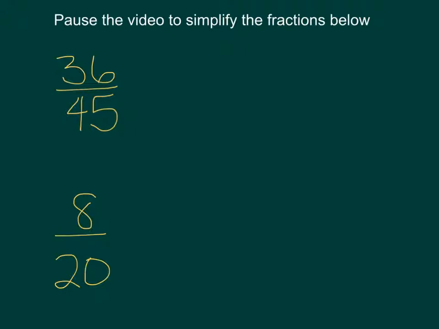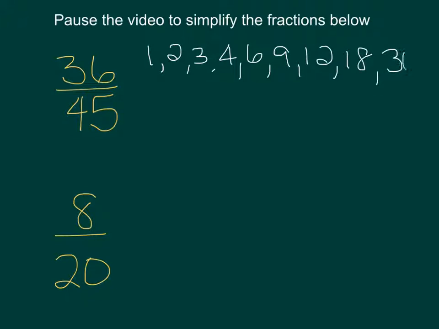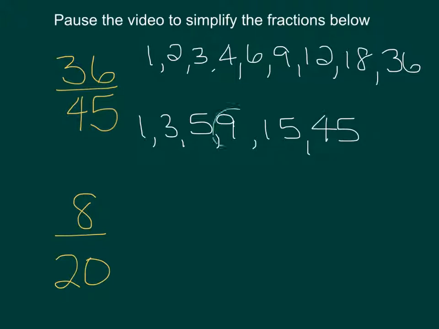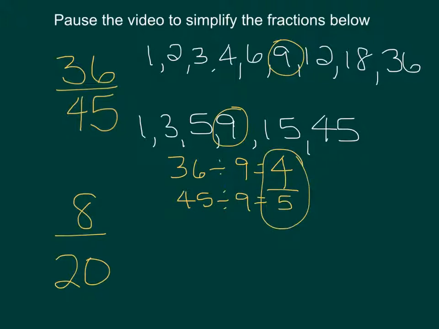The factors of 36 are 1, 2, 3, 4, 6, 9, 12, 18, and 36. And the factors of 45 are 1, 3, 5, 9, 15, and 45. So the greatest number that they have in common would be 9. If I divide 36 by 9, I get 4. And if I divide 45 by 9, I get 5. So my answer would be 4/5.